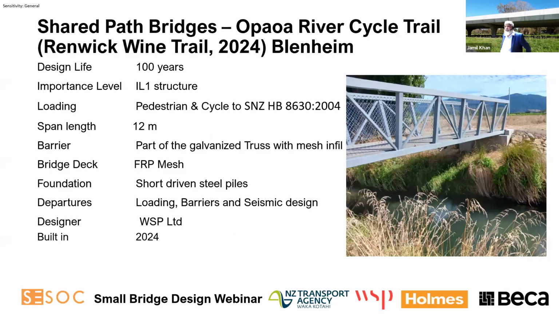Next example is another shared path bridge in Blenheim, the Opawa River Cycle Trail, and again the design life is 100 years. Importance level is 1. Loading is pedestrian and cyclist, using the code we mentioned earlier, HB 8630-2002. Span is 12 meters, and the barriers are part of the galvanized through trusses with a small mesh in between to comply with the F1 requirement of the Building Act. The bridge deck was FRP mesh.